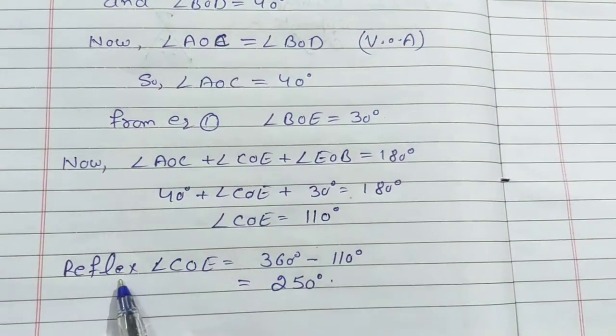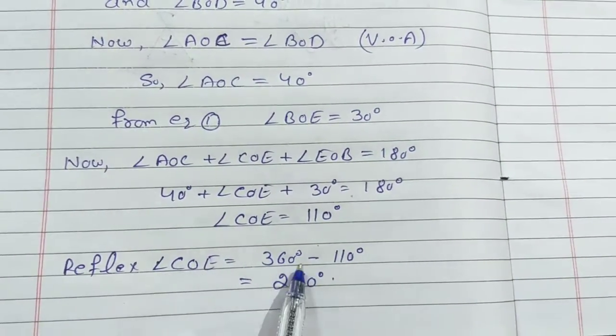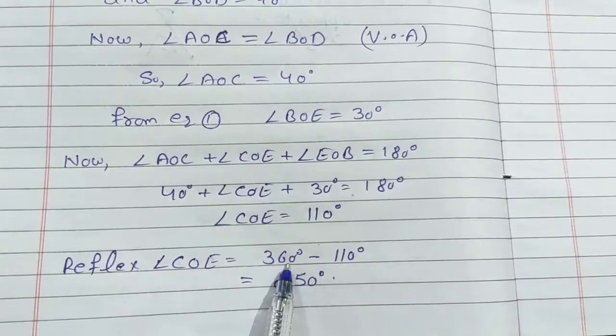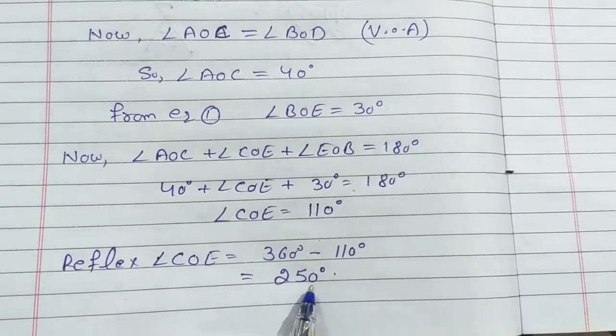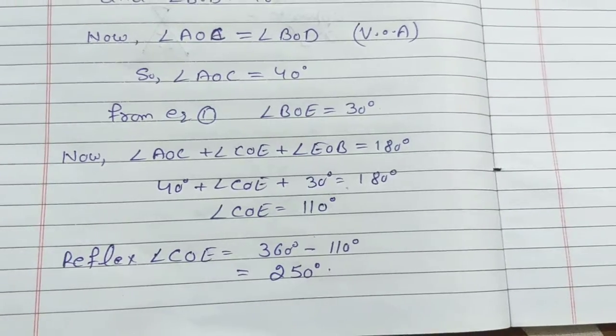Now how can we find the reflex of COE? Simply subtract it from 360 degree. So subtract 360 minus 110, that is angle 250 degree, and this is your final answer.